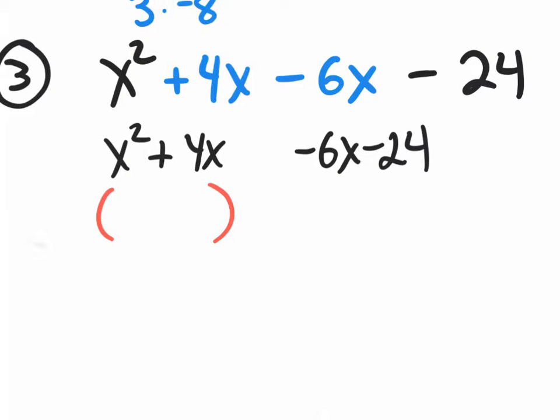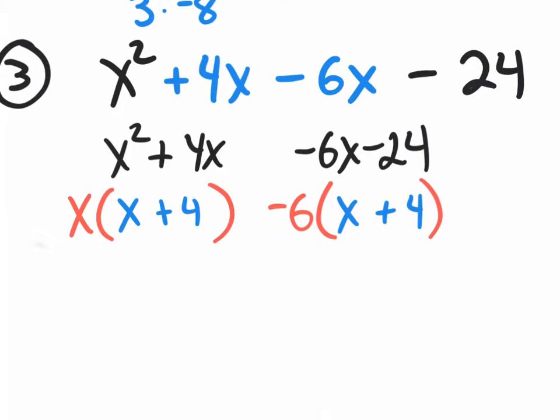Then I think, what could I pull out of this first group? An x. Okay, so let me put an x out here. What would be left on the inside? X plus 4. That's right. And on the second group, what could I pull out of there? Negative 6. I could pull out a 6, but it's better to do negative 6. That way on the inside, you don't get negative x. You actually get the positive x and the positive 4 that we need to match up with the other binomial.